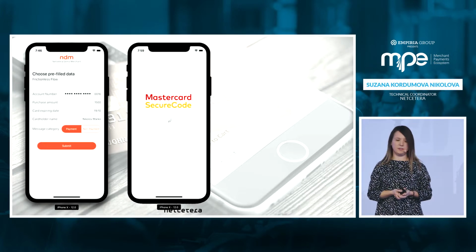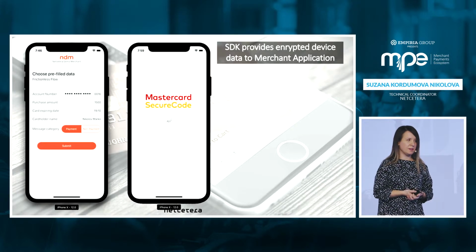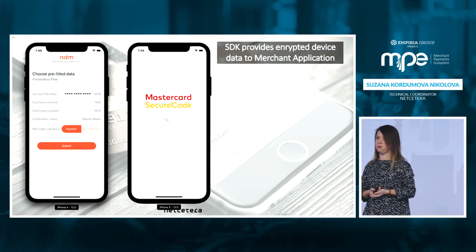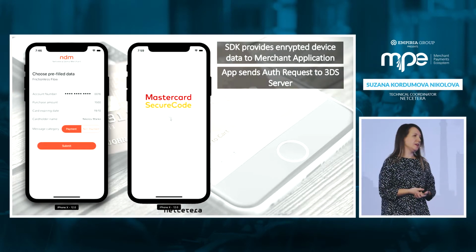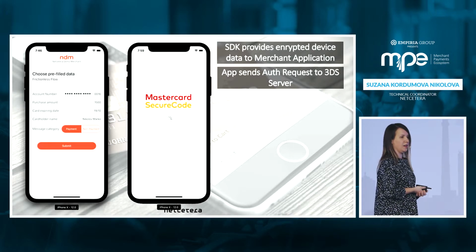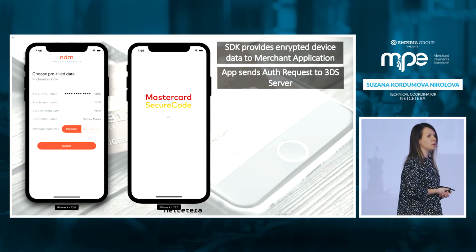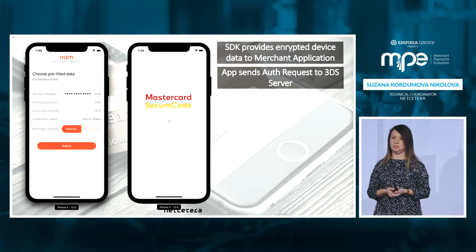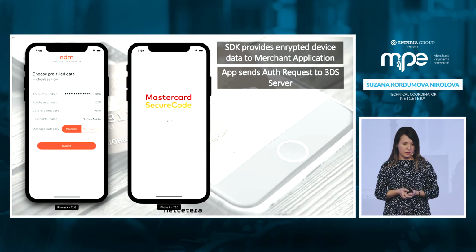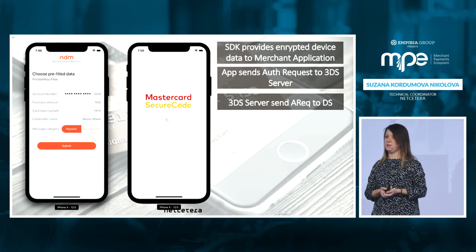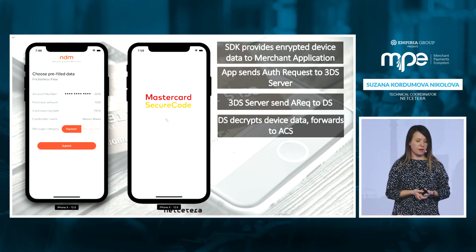And all that happens in the background is this. The SDK provides the encrypted data it collected and sends it to the merchant application. The application sends an authentication request with this data to the 3DS server. The 3DS server sends this request to the DS. The DS decrypts the device data and forwards it to the ACS.